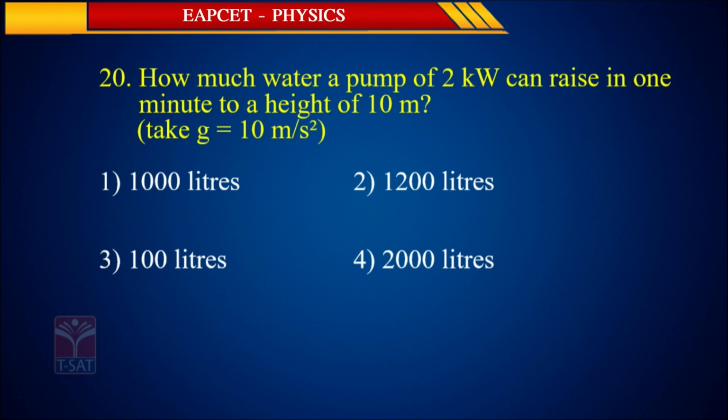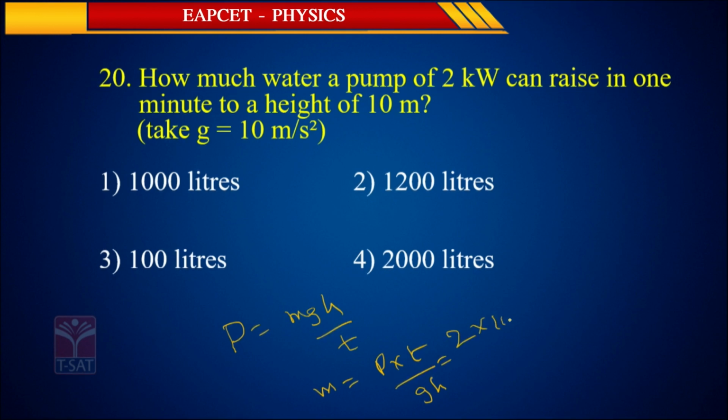Next, how much water can a pump of 2 kilowatt raise in 1 minute to a height of 10 meter? Take g equal to 10 meter per second square. What will you find out? The mass value. Power value is given. What is the power formula? Power P is equal to mgh by t, so m is equal to P into t by gh. How much power is given, children? 2 kilowatt.